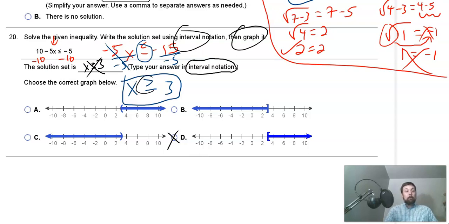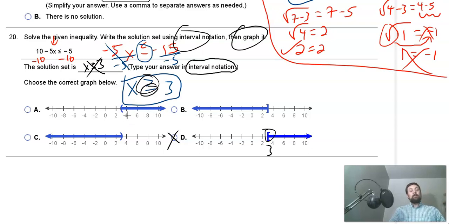Anyways, this is the correct graph, right? 3, we want numbers that are bigger than 3. So here's 3 on the real number line. This graph shows numbers that are bigger than 3, right to the right of 3. That's what's shaded in. And because of the equals to, we want to use a bracket on the 3 itself. And so this graph is the way the graph should look.